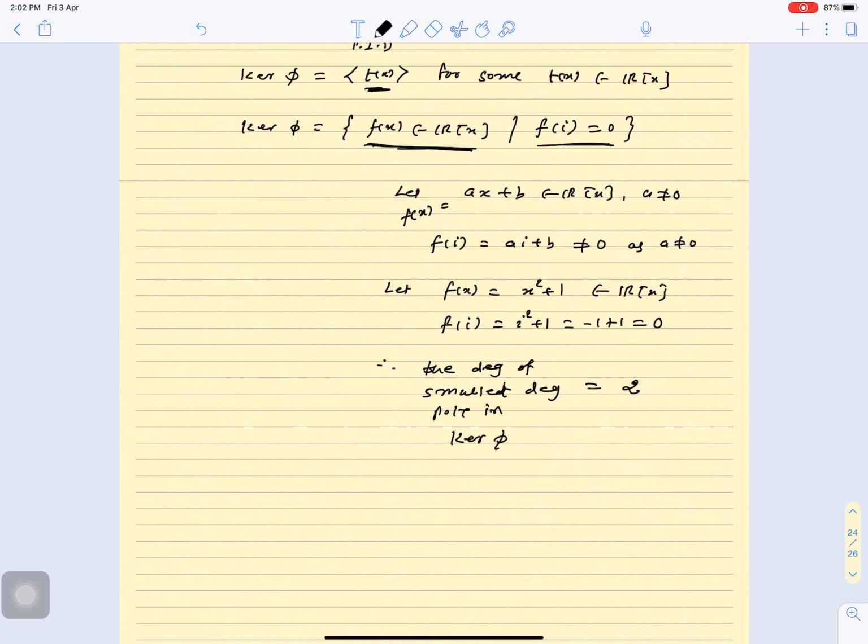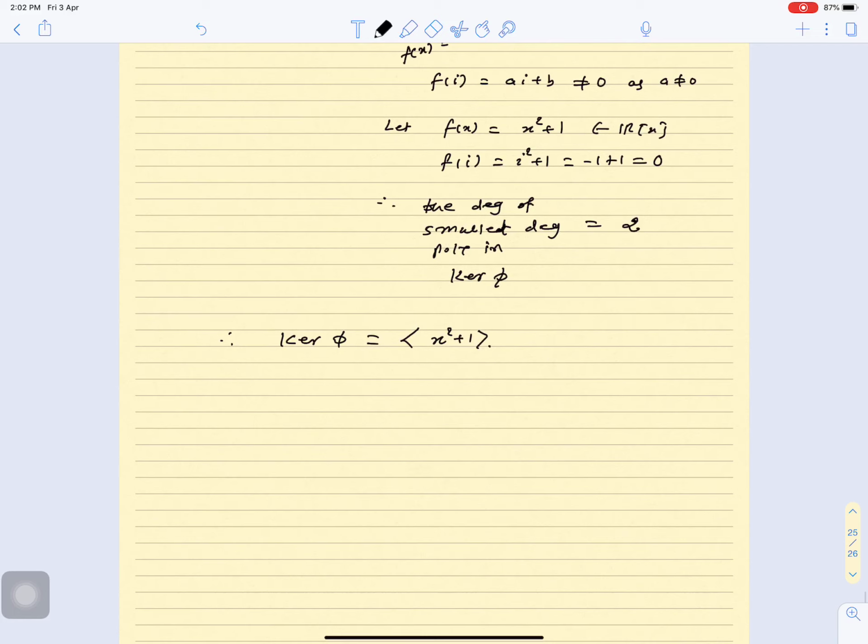x square plus 1. So therefore kernel of phi will be generated by x square plus 1. You may have some other polynomial also, but x square plus 1 will work. So kernel of phi will be generated by x square plus 1, because kernel of phi is an ideal of R[x]. R[x] is a principal ideal domain. It is generated by a single polynomial, and the question is what is that polynomial? Then that polynomial is x square plus 1, because x square plus 1 is the smallest degree polynomial in kernel of phi.